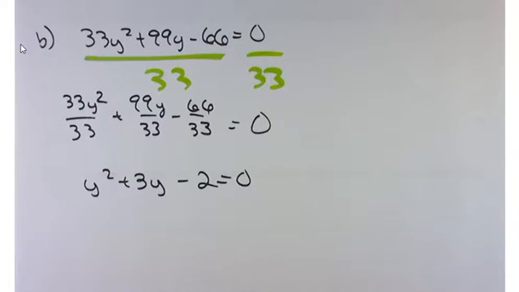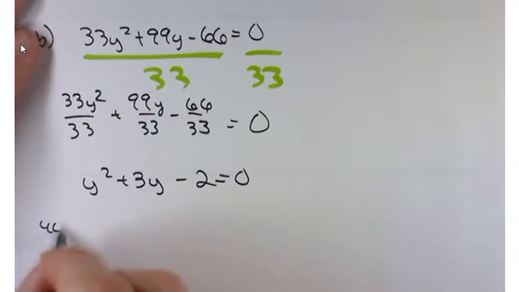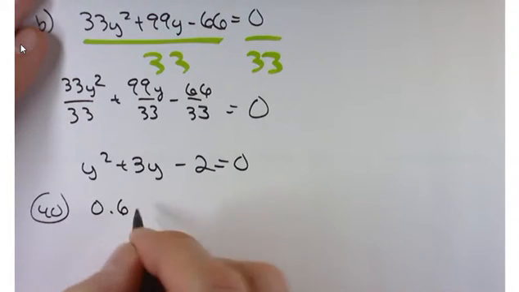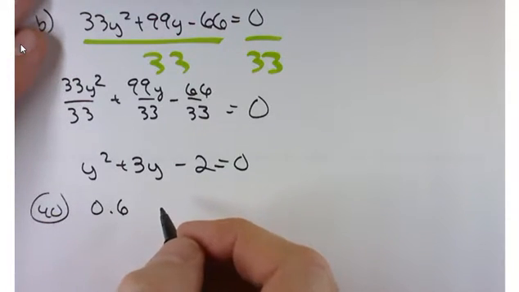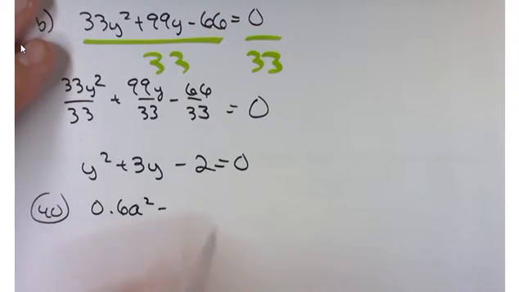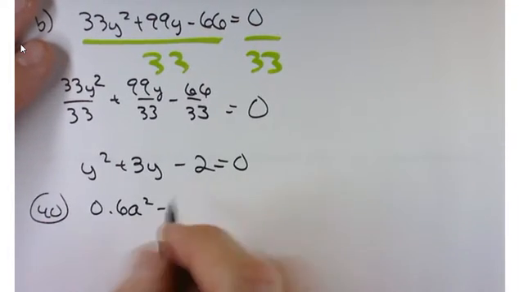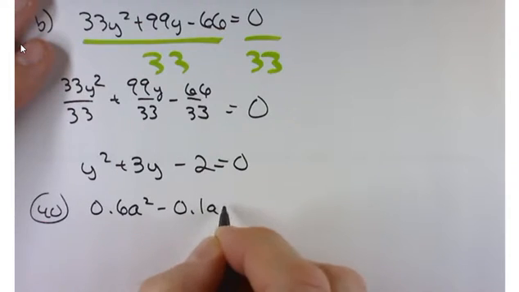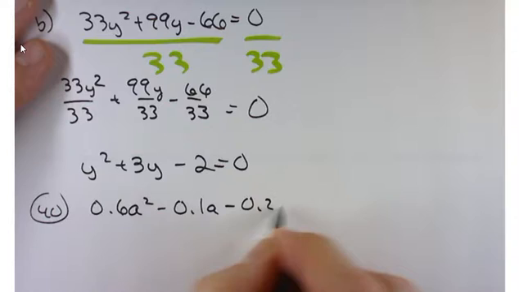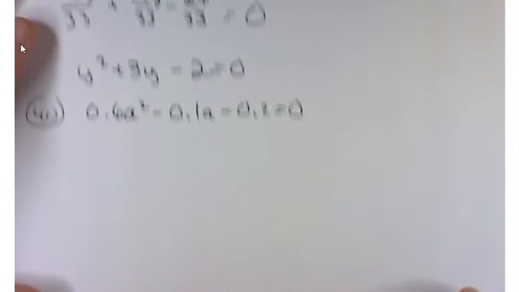Two more kind of like this. Problem number 40. 0.6 a. I'm going to write a as opposed to t. a squared minus 0.1 a minus 0.2 equals 0.